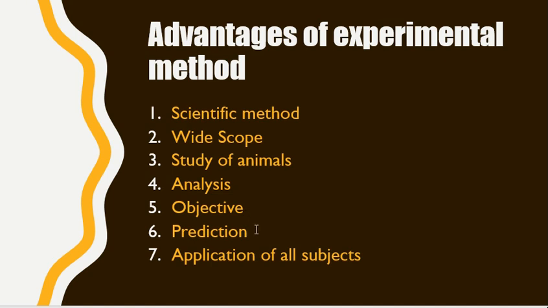Prediction, yes. Another advantage of this method is that it can predict the future behavior of individuals, or the experimenter can predict in the light of his results. And lastly, application to all subjects. Experimental method can be applied to all types of subjects: children, young people, old men, and so on. So, these were the advantages of experimental method.